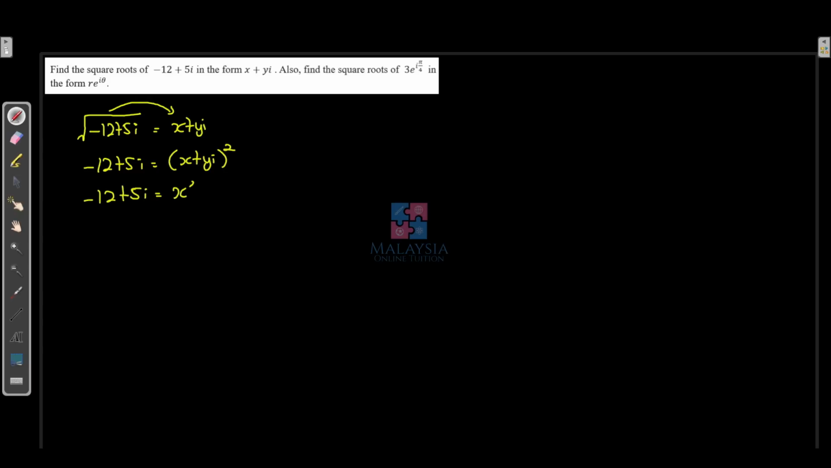When we expand the right hand side, we will get x squared minus y squared plus 2xyi. You should be able to prove that the expansion of this bracket gives you this. Now comparing the real parts and the imaginary parts on the left and right hand side, we have x squared minus y squared equal to negative 12. And for the imaginary part, we have 5 equals 2xy.